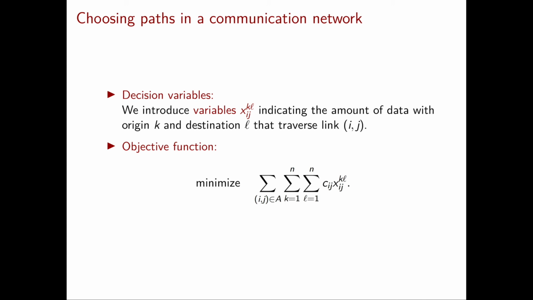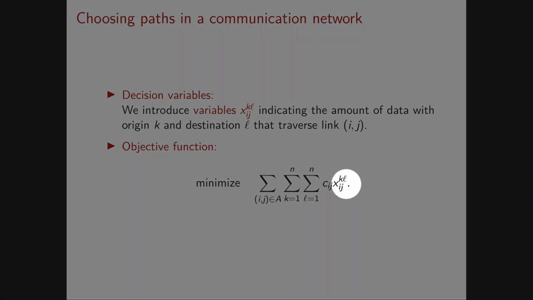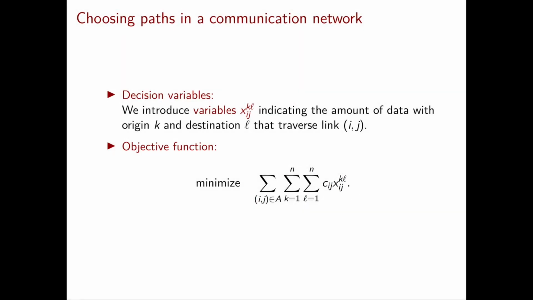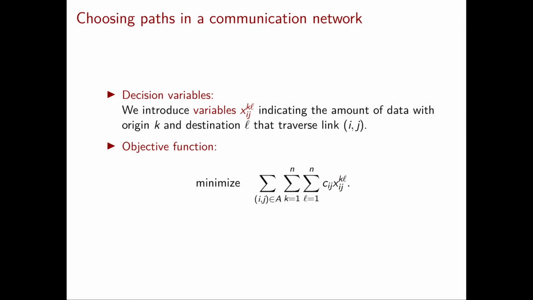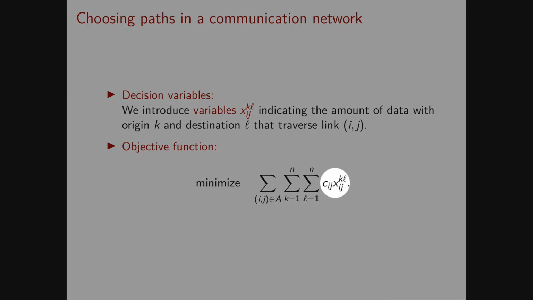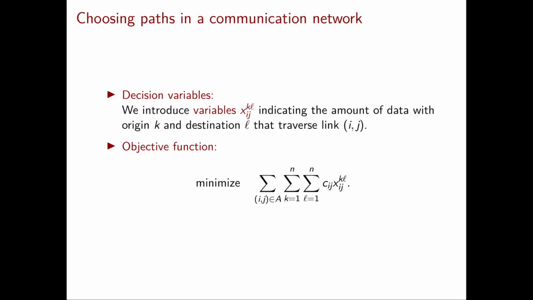Once we have defined these decision variables, it's really easy to write down the objective function, as always so far. So how much do we have to pay to send the data x_ij^kl? Well, this is data that traverses the link (i, j), and the cost per bit in such a link is given by c_ij. Therefore, it's going to be c_ij times x_ij^kl. Of course, we now need to sum over all links (i, j) and over all origins and over all destinations. And this gives us our objective function to be minimized.